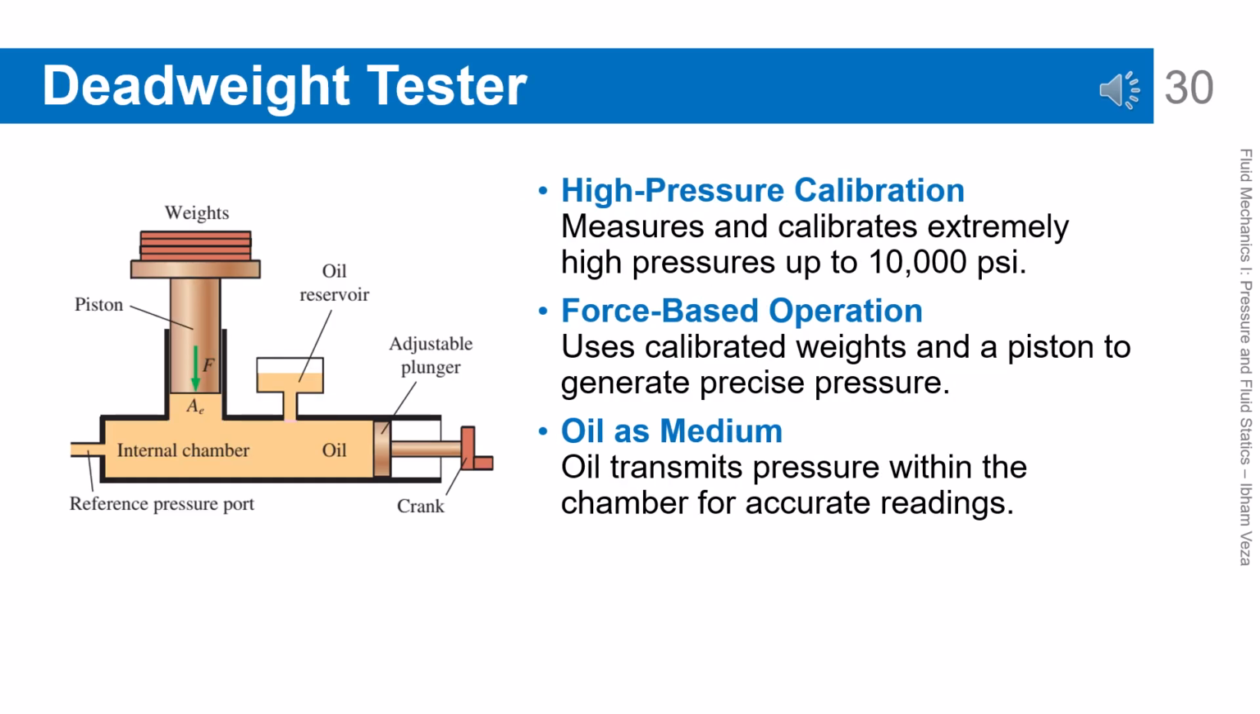Dead weight tester. A dead weight tester is used to measure and calibrate very high pressures with high accuracy. The device works using a piston and calibrated weights to generate a known pressure. The pressure is calculated from the applied weight divided by the piston area. A fluid, such as oil, is used to transmit the pressure steadily. This instrument serves as a reference standard in pressure gauge calibration.